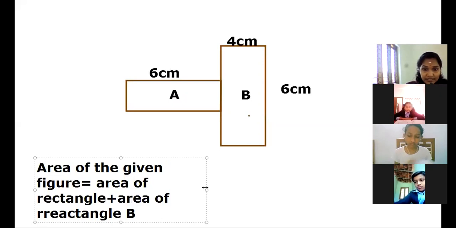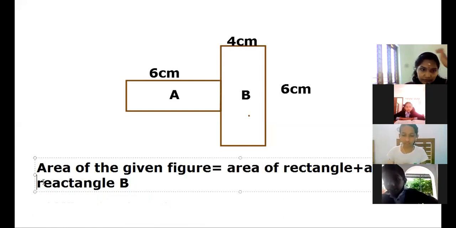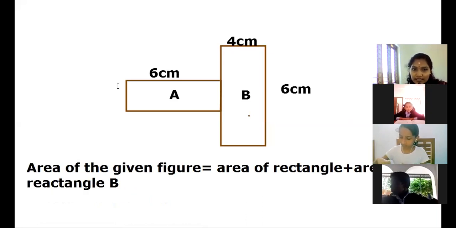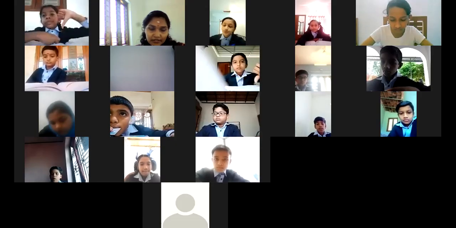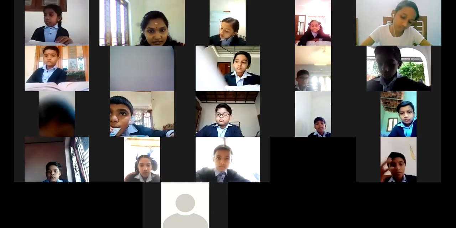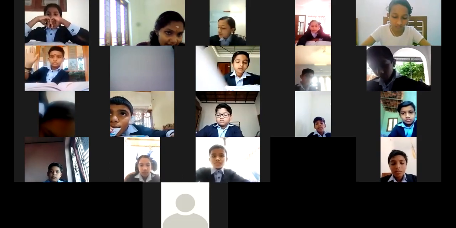Did you understand that point? The area of the figure we had at first is the sum of the areas of the two rectangles, A and B, that we got by drawing an imaginary line. Is there any doubt? That's true, right? Any doubt? Did you get my point? Did anyone not understand?